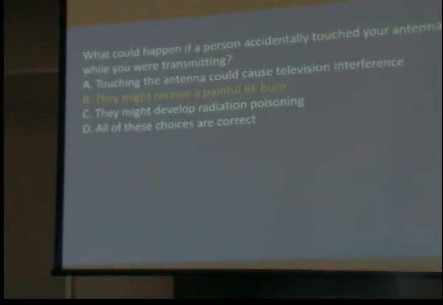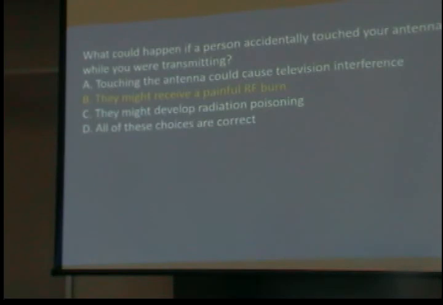What could happen if a person accidentally touched your antenna while you were transmitting? They could get a painful RF burn. The voltage at the bottom of your antenna for a 50-watt transmitter is somewhere around 15 volts, 10 volts. Wouldn't shock you, wouldn't hurt you. But you get to the top of that antenna, that voltage may be 800, 900 volts.